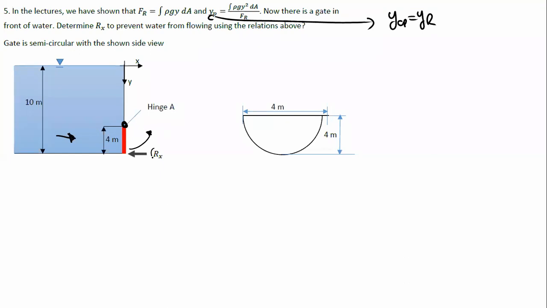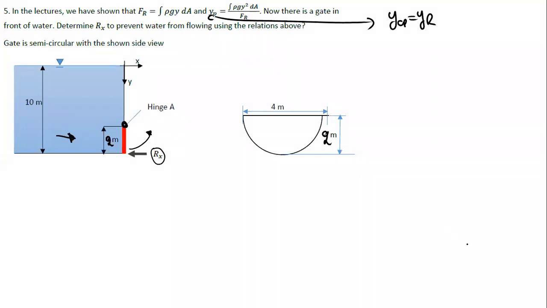But the problem is that we have the Rx, the reaction force here. This reaction force can be some bolt or some structure that prevents the gate from opening. On one side, you have the pressure of water that tries to open the gate. On the other side, you have the reaction force that tries to block the opening of the gate. The gate shape is semicircular. It has a 4 meters diameter, and actually it is 2 meters radius here. Determine Rx to prevent water from flowing using the relations above. This one is also 2 meters, and this one is 4 meters.